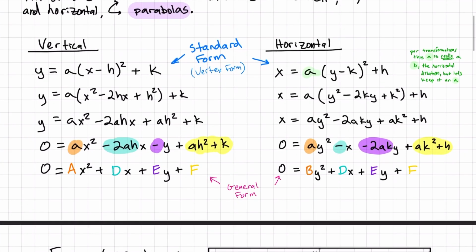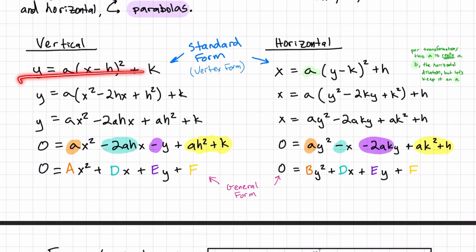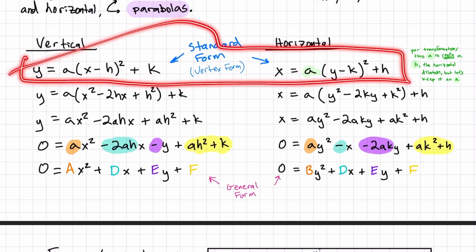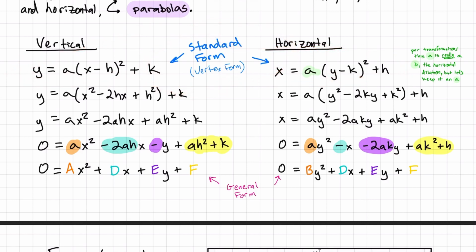So we have our horizontal and vertical, oops, drew a line through it. We have our horizontal and vertical standard form formulas, or also you might have just thought of this as your vertex form back in college algebra. And then we have our general forms that we talked about last time.